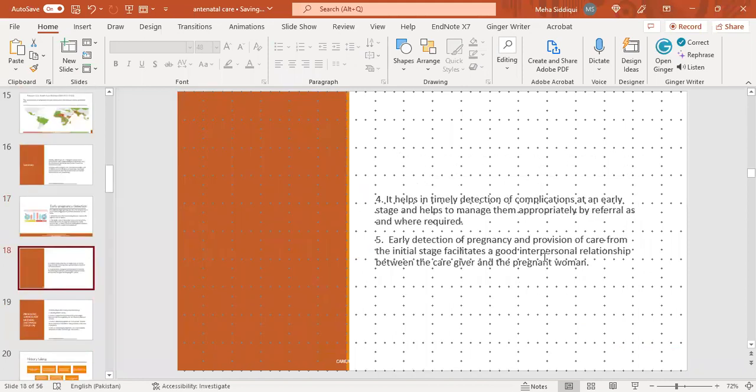Also, it helps in timely detection of complications at an early stage and helps to manage them appropriately by referral where required. Early detection of pregnancy and provision of care from the initial stage facilitates a good interpersonal relationship between the caregiver and the pregnant woman.